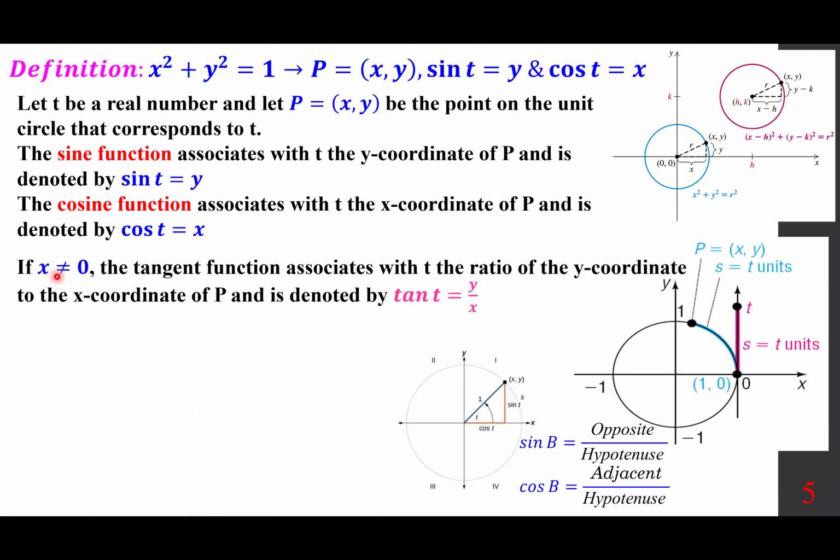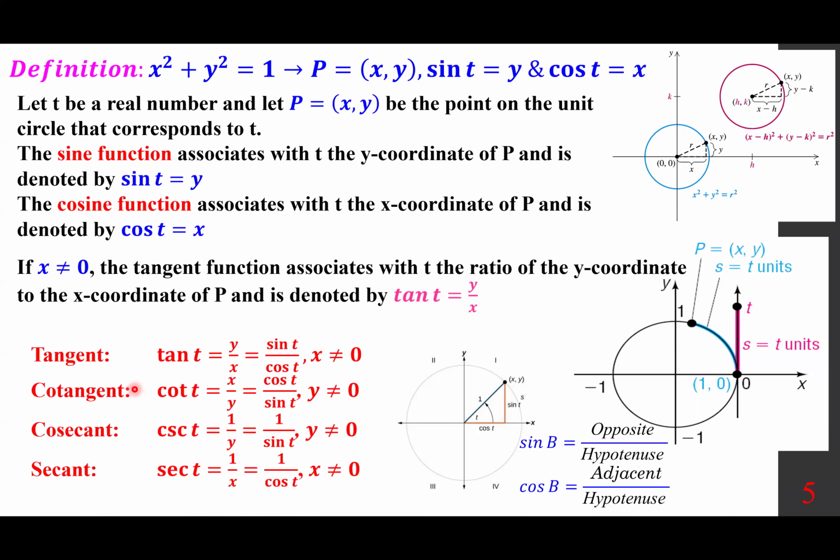If x is not equal to 0, the tangent function associates with t the ratio of the y coordinate to the x coordinate of P and is denoted by tangent t equals y over x. Remember, tangent is sine over cosine. And the rest of them follow. Tangent is y over x or sine over cosine.